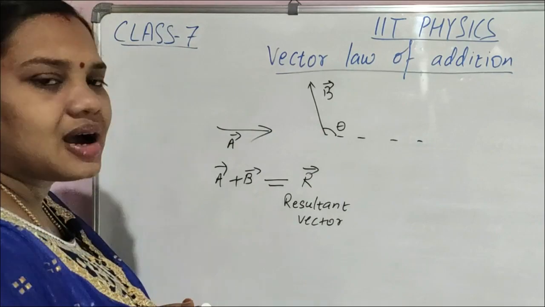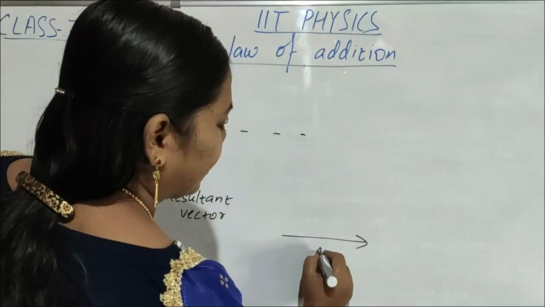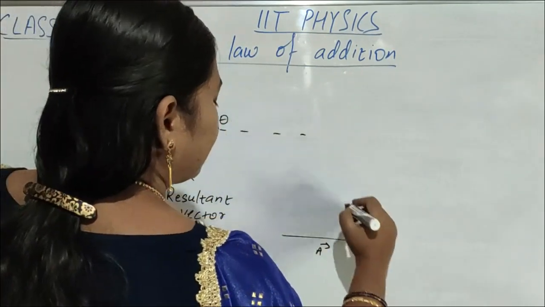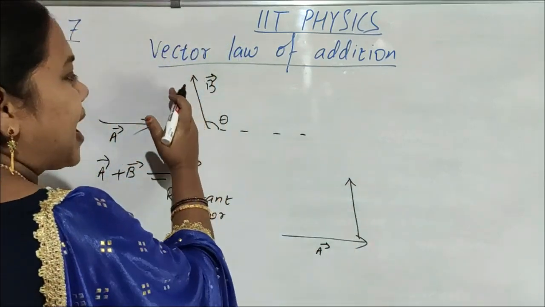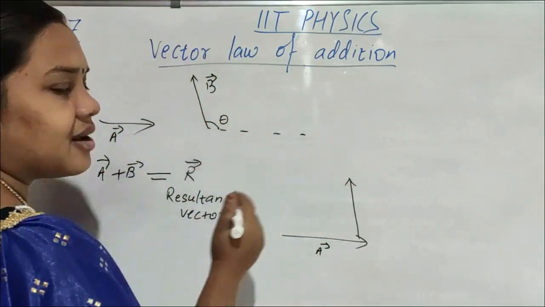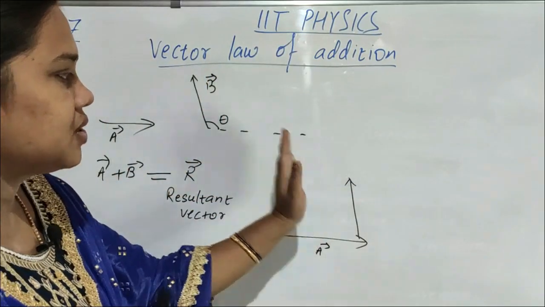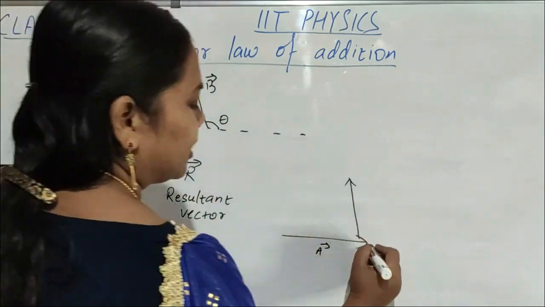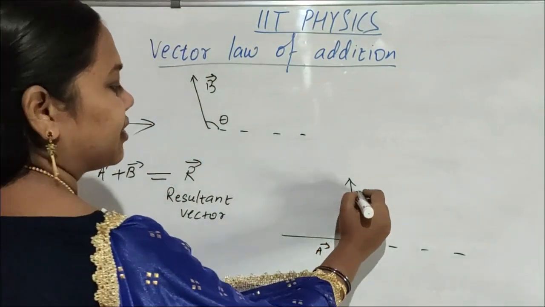Now geometrically, how to add them? See, A vector like this. Then B vector, we will keep directly like this. We know that parallel shift of vectors is allowed. We shifted it parallel, like this. Parallel shift of vectors is allowed. So B vector makes theta angle with the horizontal.